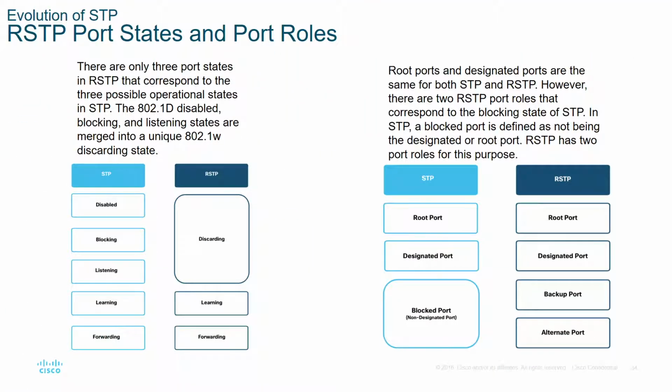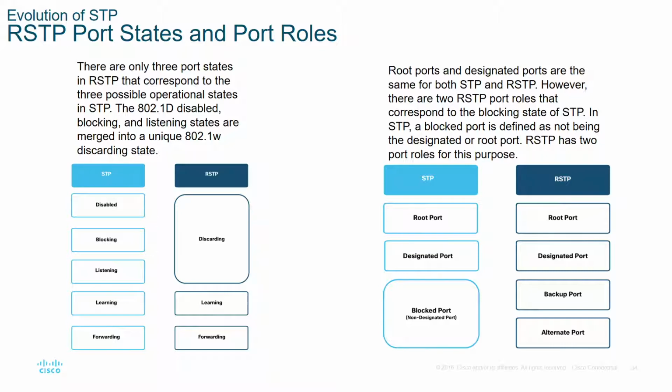So in Rapid Spanning Tree Protocol port states and port roles, there are essentially only 3 port states. That essentially corresponds to the 3 possible operational states in the original spanning tree protocol. So the 802.1D disabled, blocking and listening states are essentially being merged into a unique 802.1w discarding state. So what was previously determined as disabled, blocking and listening is now just simply one state, the discarding state. We still have learning, we still have forwarding.